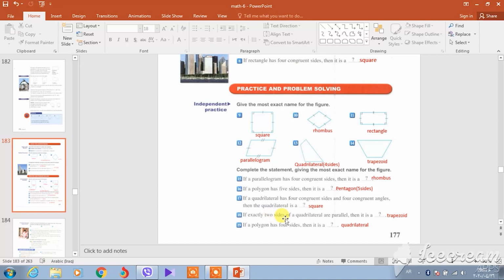18. If exactly two sides of a quadrilateral are parallel, then this type is a trapezoid. Just two sides are parallel. This type is a trapezoid. If a polygon has four sides, then it is a quadrilateral. Just four sides with no parallel sides, no congruent sides, and no right angles, so this type is just a quadrilateral, or you can say four sides. And I think that's enough for today, student.